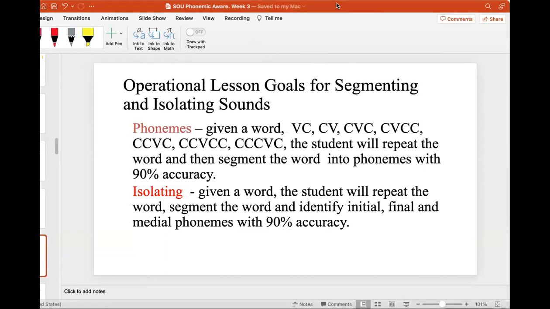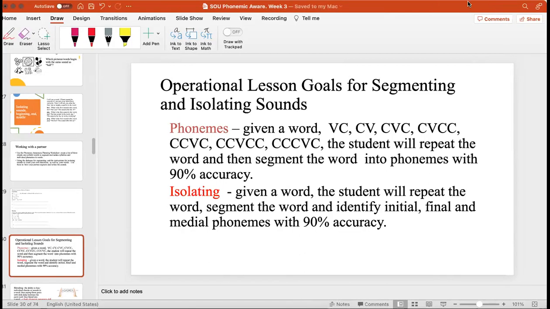And I do keep accuracy counts on how well my students do when I'm working with them, because I want my students to be working at 90% accuracy or higher. A goal for isolating would be, given a word, the student will repeat the word, segment it, and then identify the initial, final, and medial phonemes with 90% accuracy. These are the goals that tell me exactly how I keep my records.